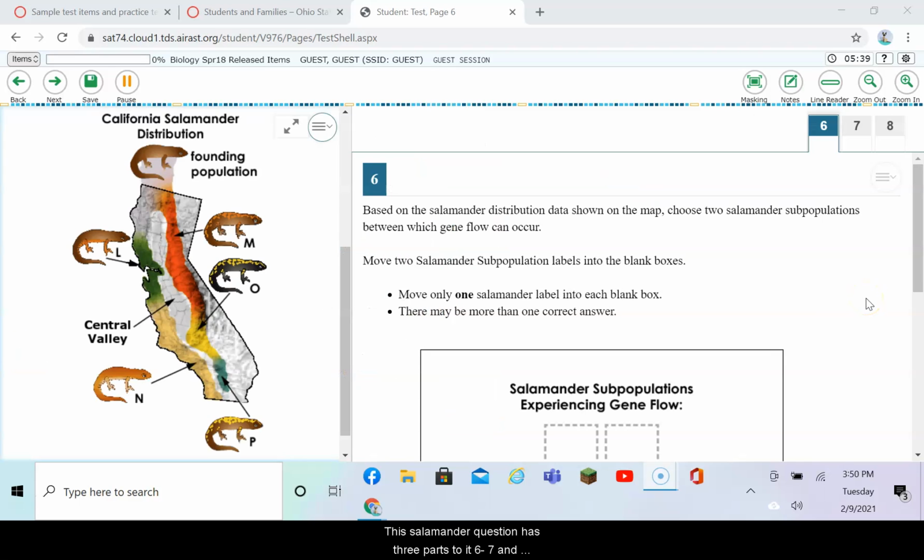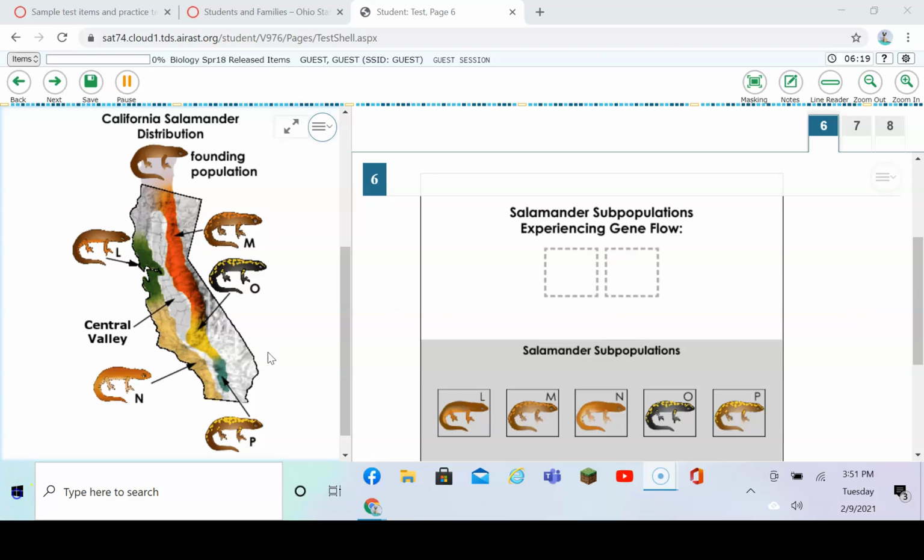This salamander question has three parts to it, 6, 7, and 8. So let's look at 6. Based on salamander distribution data shown on the map, choose two salamander subpopulations between which gene flow can occur. Move two salamander subpopulation labels into the blank boxes. Move only one salamander label into each blank box. There may be more than one correct answer.